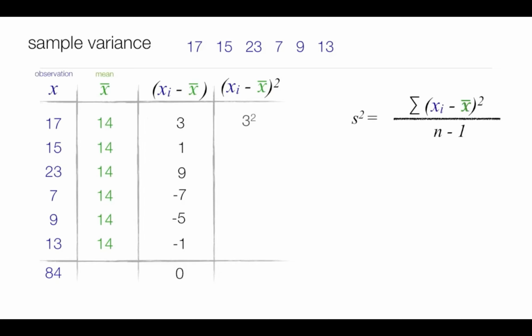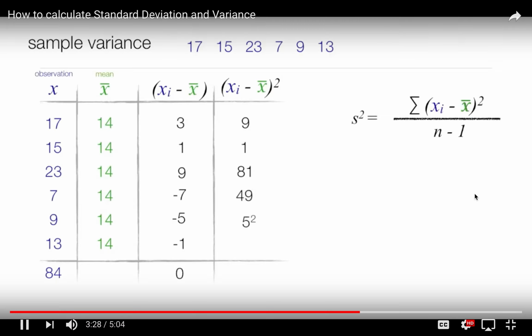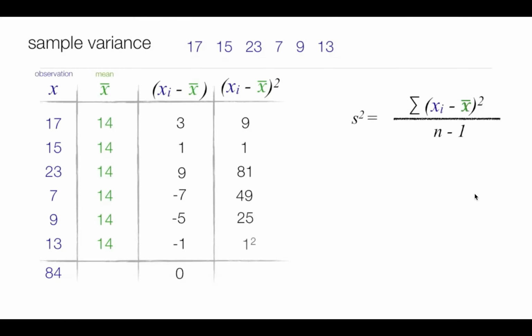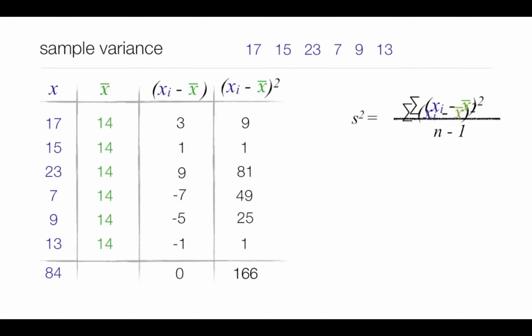Now my last column, I take the previous column and I square it. So 3 squared is 9. 1 squared is 1. 9 squared is 81. Negative 7 squared is 49. Doesn't matter if we use a negative sign or not, it's 49. Same with 5 squared is 25. Negative 1 squared is 1. I dropped the negative sign, but it's still always positive. Now I add up this column of information, and it's 166. The 166 is actually the numerator of that equation. So that's the same thing.